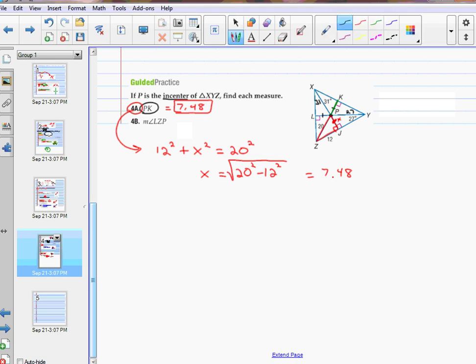Measure of angle LZP. So let's find LZP. This angle right there. Now it's not 20, that's the length of the side. Think a minute. How can we do it? Don't necessarily tell me, oh, I know it's 13 degrees. How can we maybe figure it out? How can those other angles help us? We do want to look at those other angles.